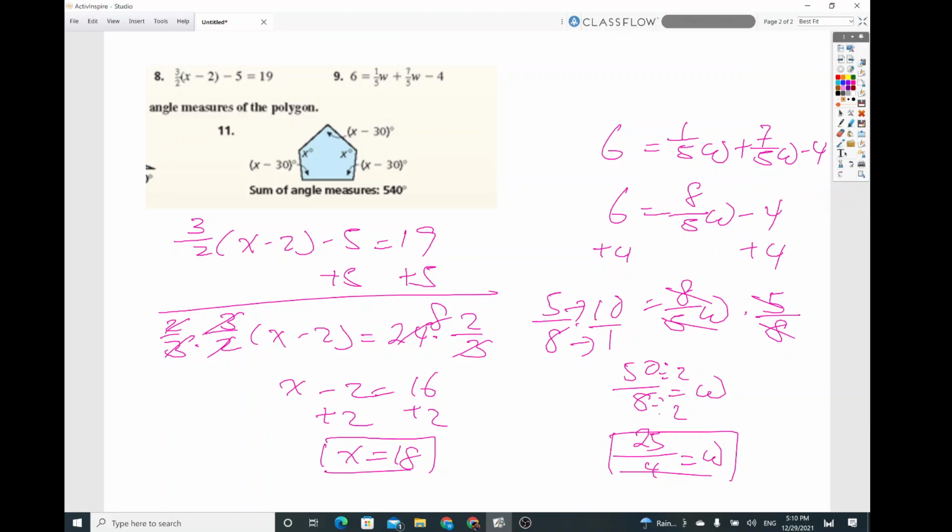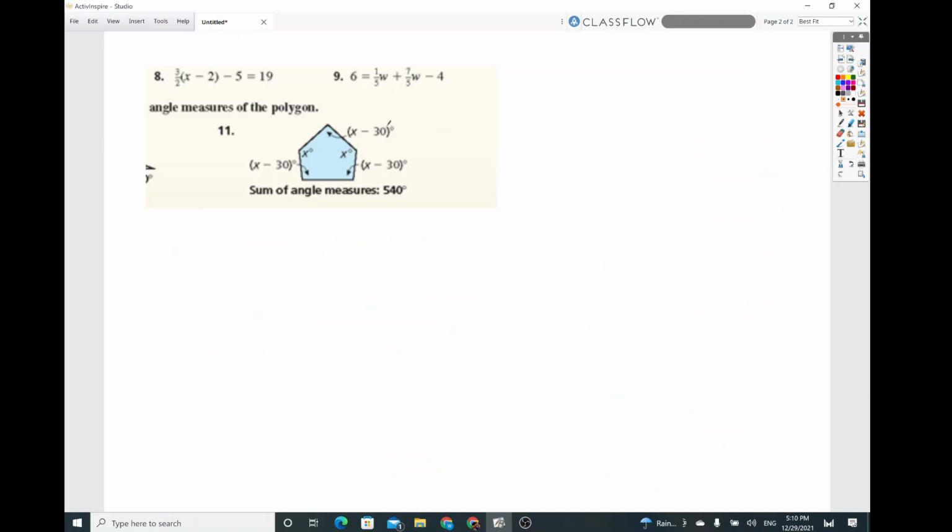Okay, so clear notation. So this one, we do know that it's a pentagon, so that means we need to add all those angles together, all the interior angles. So we got x minus 30. And how many x minus 30 do we have? We got 1, 2, 3, 3 of those. So multiply by 3. And then how many x's do we have? 2x. So once we combine them all together, the sum of the angle measure is 540. So set equal to 540.